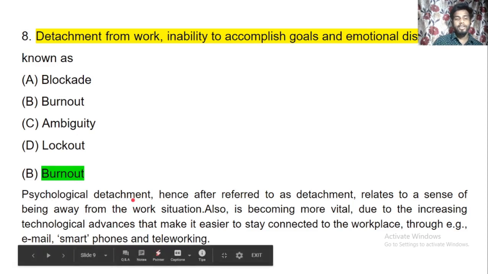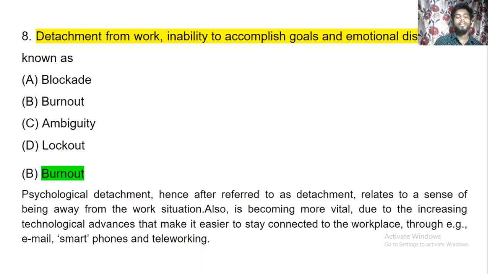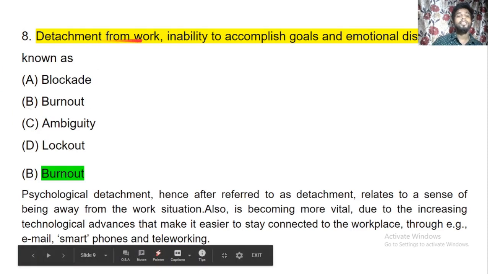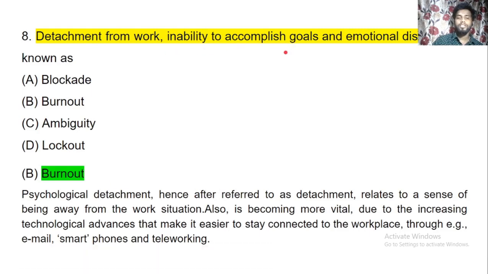Psychological detachment, hereafter referred to as detachment, relates to a sense of being away from the work situation, and is becoming more vital due to increasing technological advances that make it easier to stay connected to the workplace through email, smartphones, and teleworking. So burnout is detachment from work, inability to accomplish goals, and emotional distress.